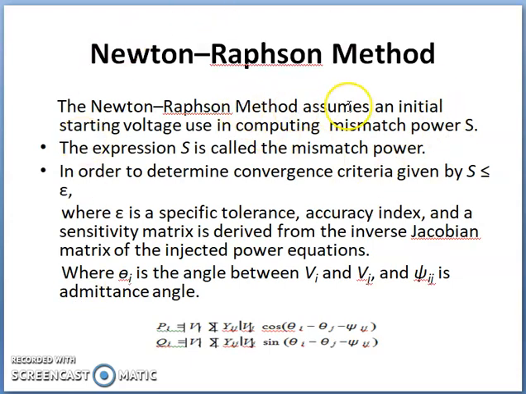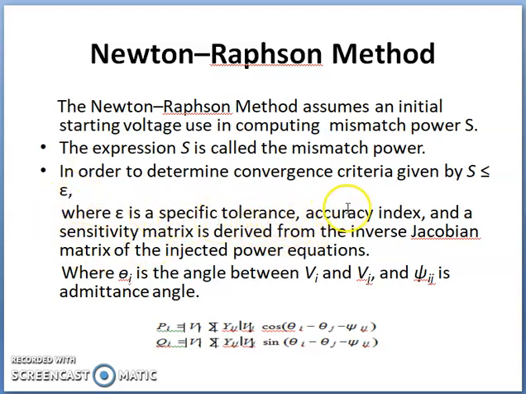Let us go through the next method, that is the Newton-Raphson method. The Newton-Raphson method assumes an initial starting voltage that is used in computing the mismatch power. The expression for S is called the mismatch power. In order to determine the convergence criteria, we have to consider this condition, that is, S is less than or equal to sigma, where sigma is the specified tolerance.